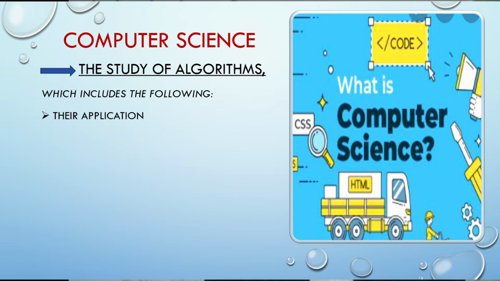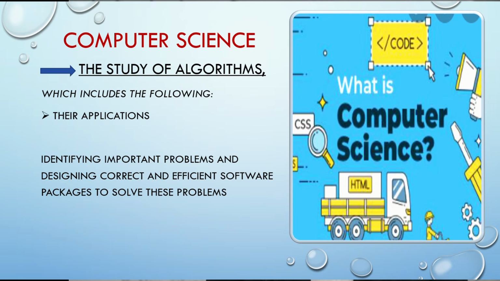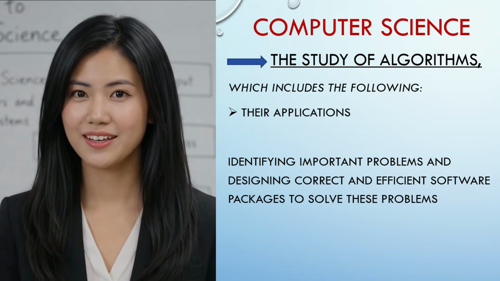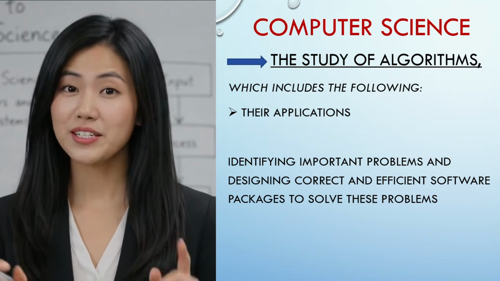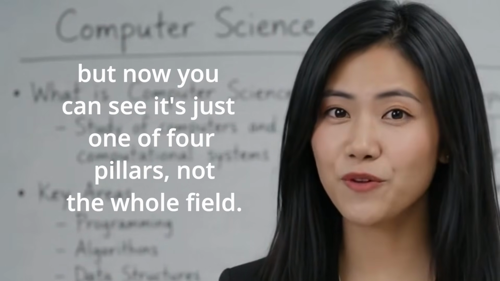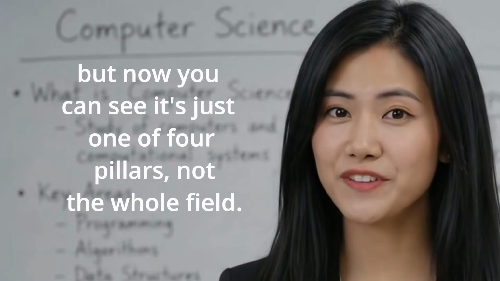And fourth, their applications. This is about identifying real, important problems in the world and designing correct and efficient software to solve them. This is the piece most people already associate with computer science, but now you can see it's just one of four pillars, not the whole field.